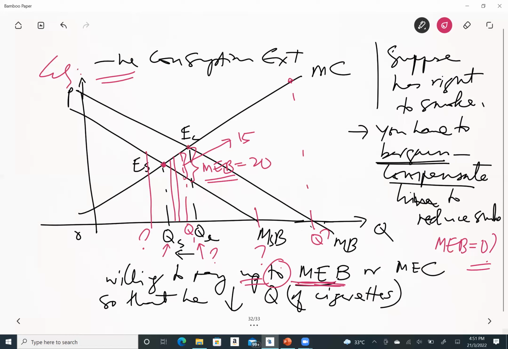Now, suppose you have the right. Suppose the university gives the right to clean air. That means the right goes to you, not him. So what he does now is pay you. He's going to pay you up to MEB for him to smoke some cigarettes. That is how the bargaining works.